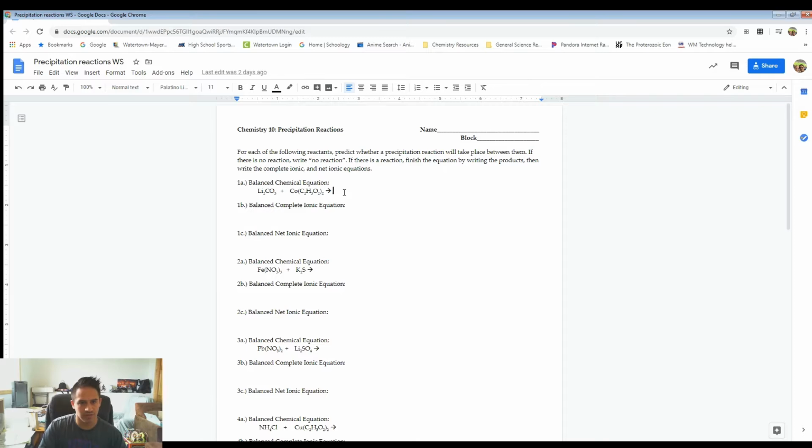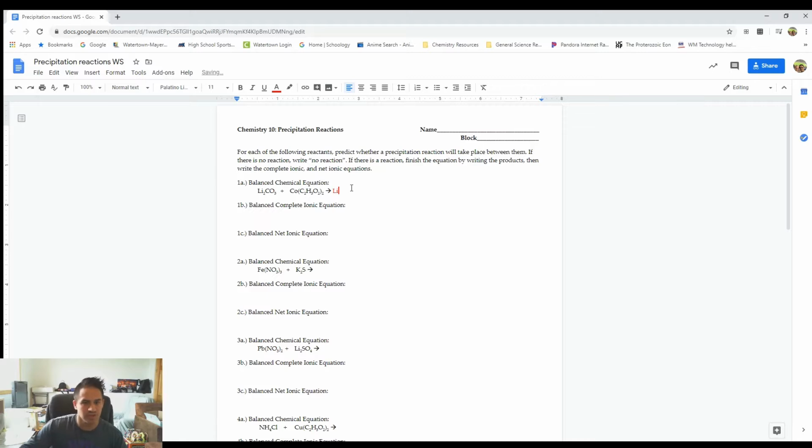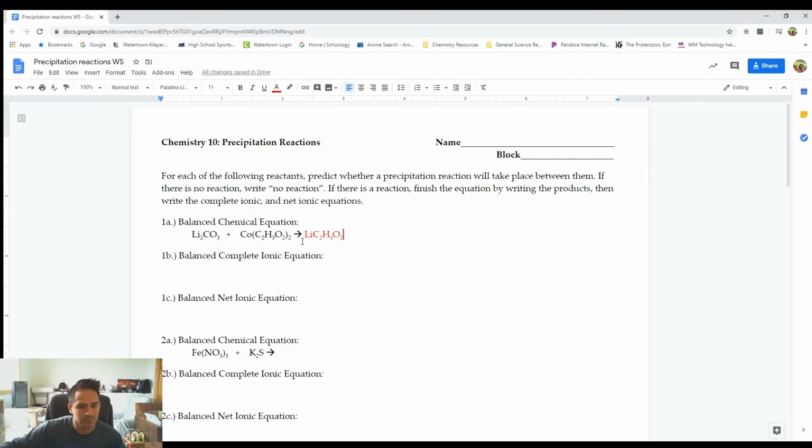So in our products, let's do this in red actually. Our lithium is going to bond with the acetate. So let's actually zoom in as well. All right, so here's going to be one product. Okay, so the lithium and the acetate are going to bond together.